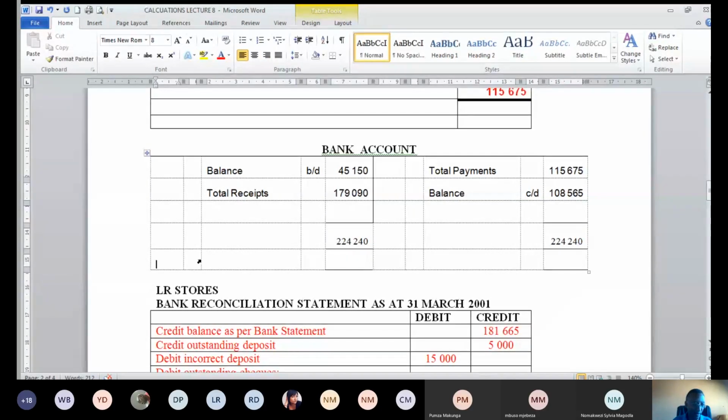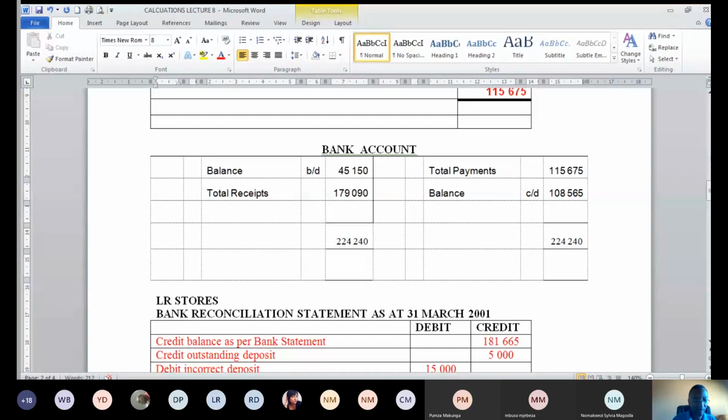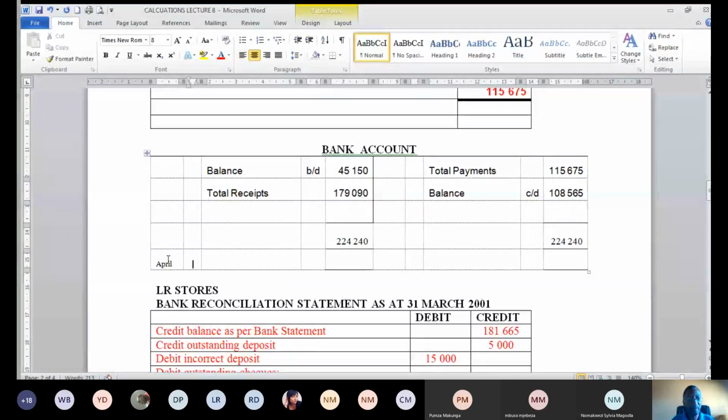And the first day of the next month, which will be the month of April, in the month of April on the 1st, you will start your bank account with a new balance. The balance in your bank account is 108,565.